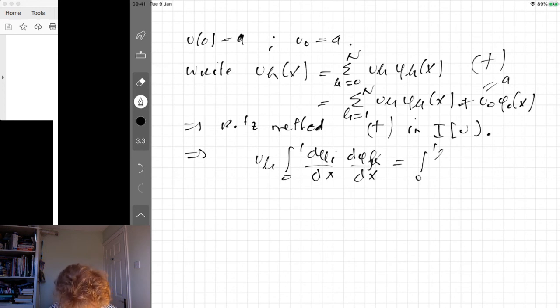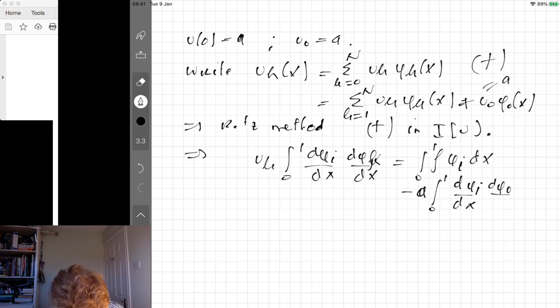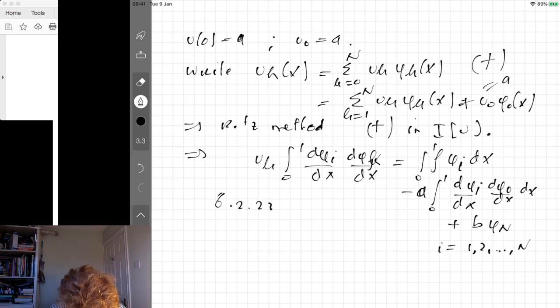Is integral 0 to 1 of f phi_i dx minus u naught, which is a, integral 0 to 1 of d phi_i dx d phi naught dx plus b phi_n, for i is 1, 2, all the way till n. So this is 6.2.23, and derive the exercises.